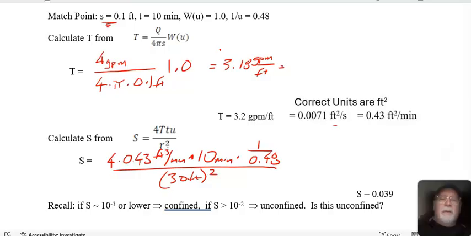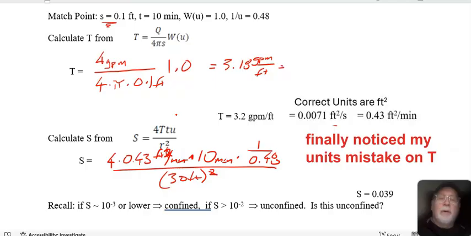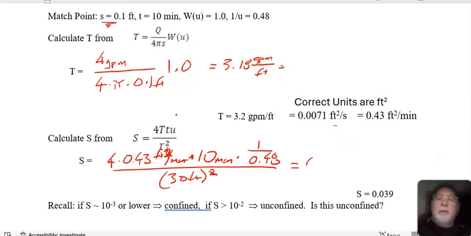I have feet cubed goes down to feet squared. I have minutes, minutes cancel out, and S equals, wait, this was feet squared. Yeah, always check units. That was feet squared. So it does cancel out. And that equals, should be dimensionless, 0.039.